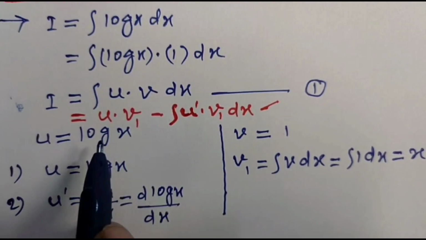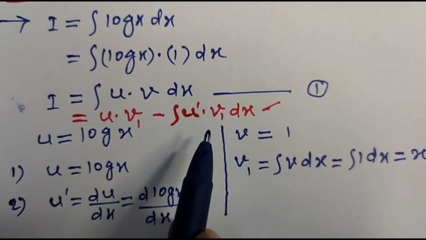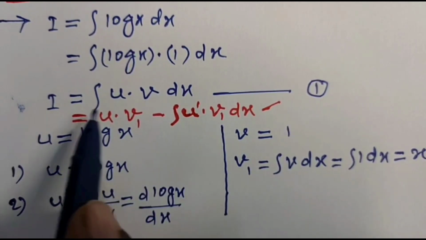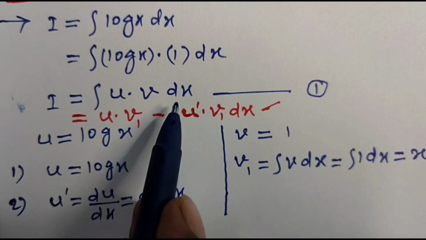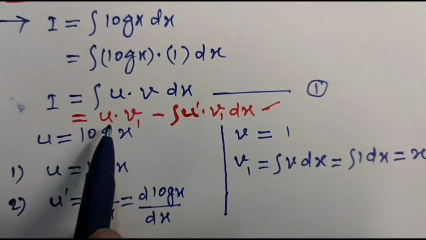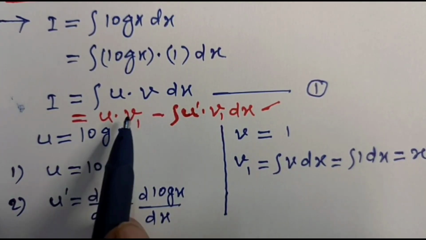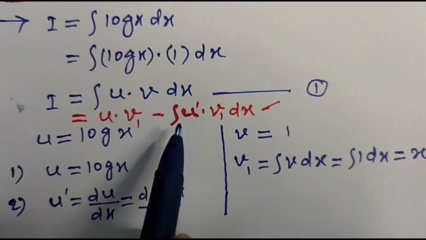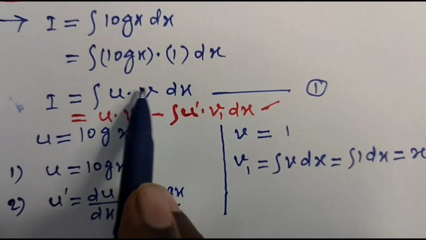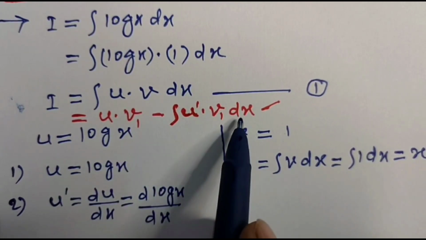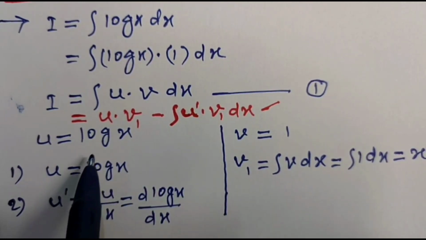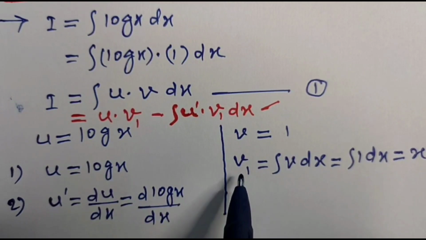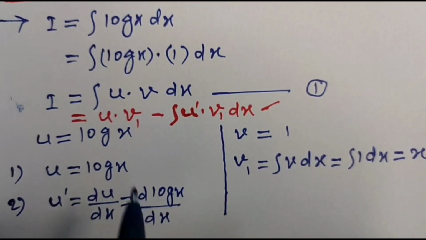Then this is the formula for the integration by parts method, which is the general formula. The integral of u into v with respect to x is given by u into v1, where v1 is the integral of v, minus the integral of the derivative of the first function, that is u dash, into the integral of v, that is v1, with respect to x. Now put these values of u, v1 and u dash here.